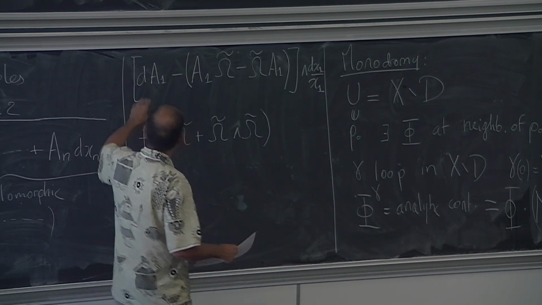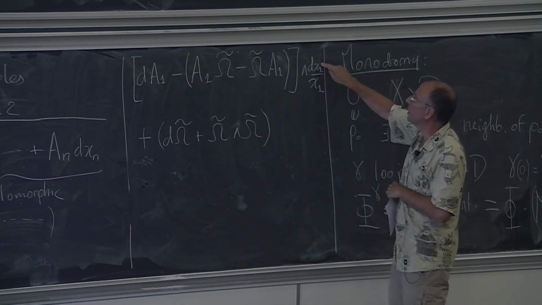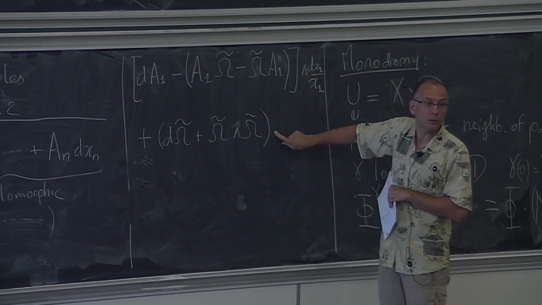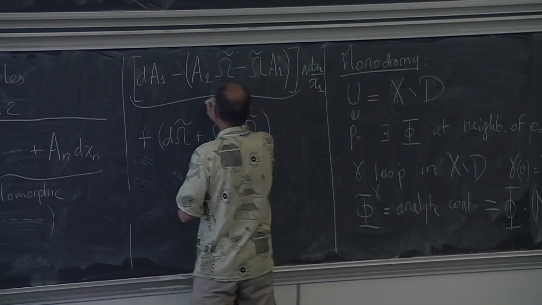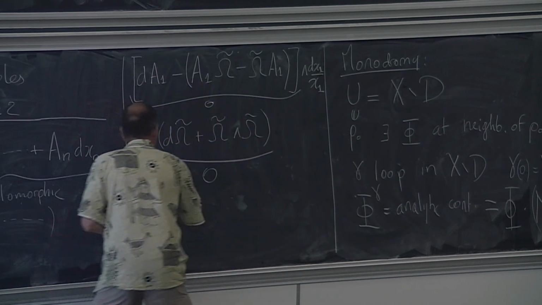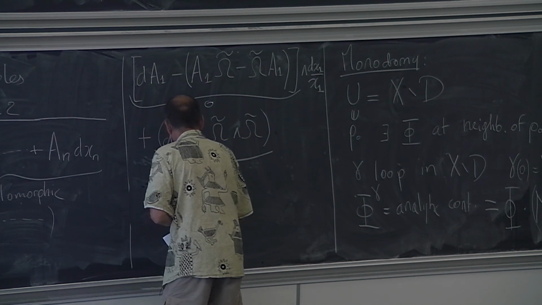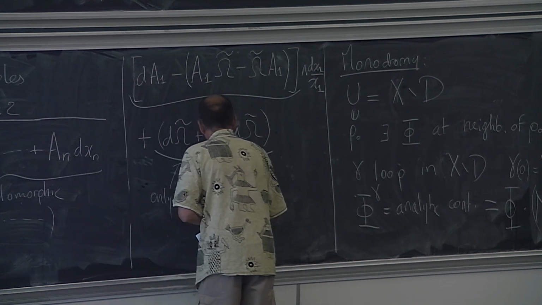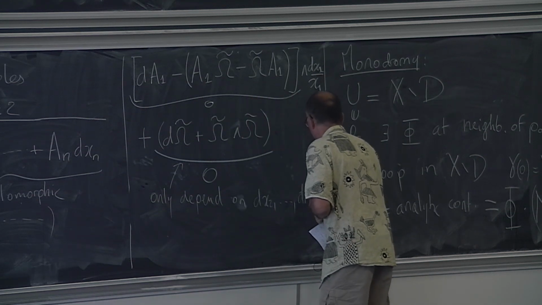Okay, so dx1 only appears here, not in the second part. So both terms should be 0. This is 0, this is 0, because this only depends on dx2, ..., dxn.